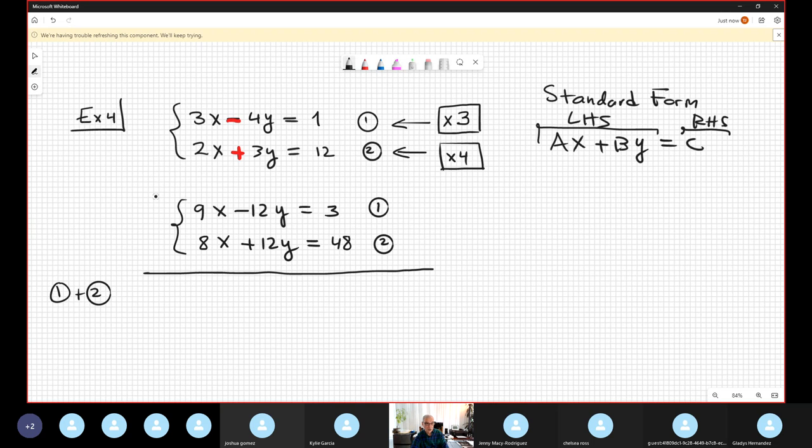This is a crucial moment. You add by column, 17x. This is zero. I created it intentionally, waiting for that moment. Because positive 12 and negative 12 is zero. Cancel out. And this is 51. Divided by 17 both sides. x is equal to 3. Boom. I finished, no? I need to get the y value.